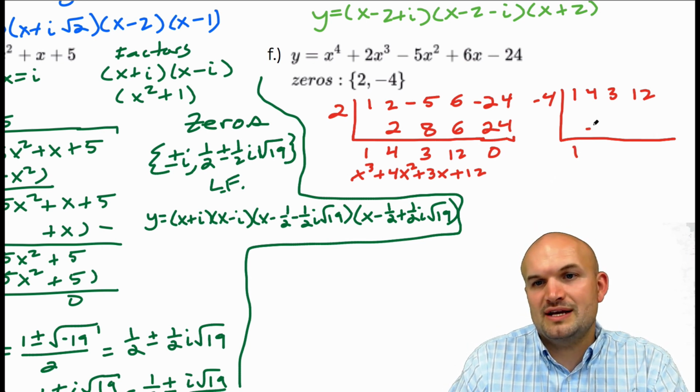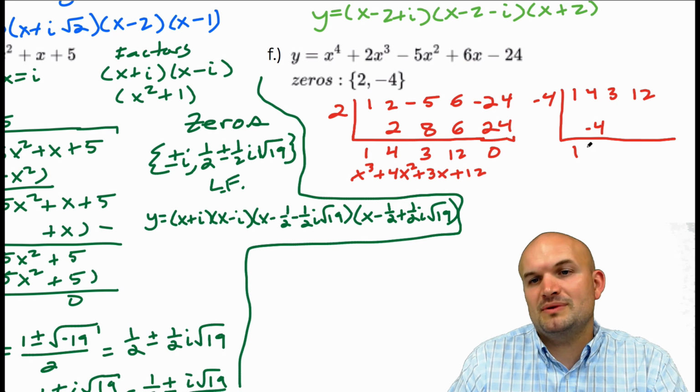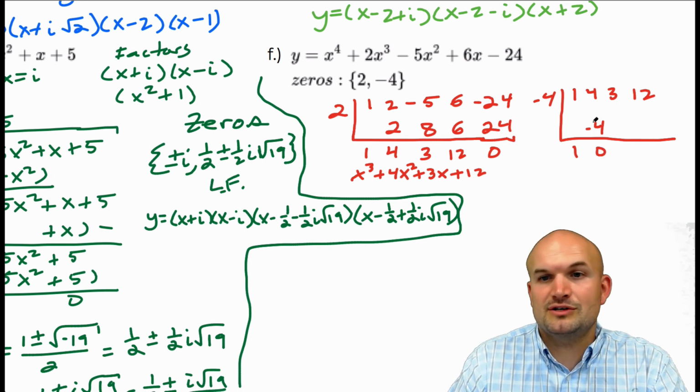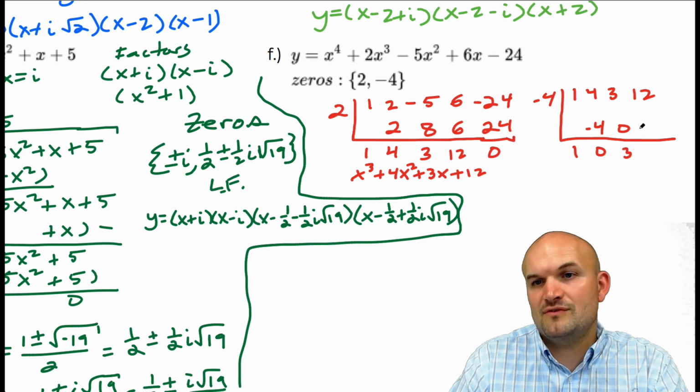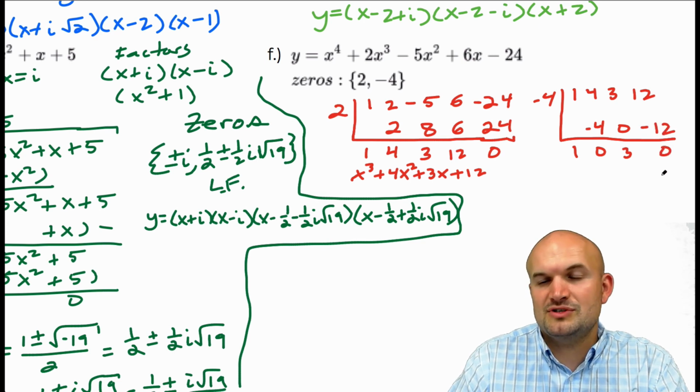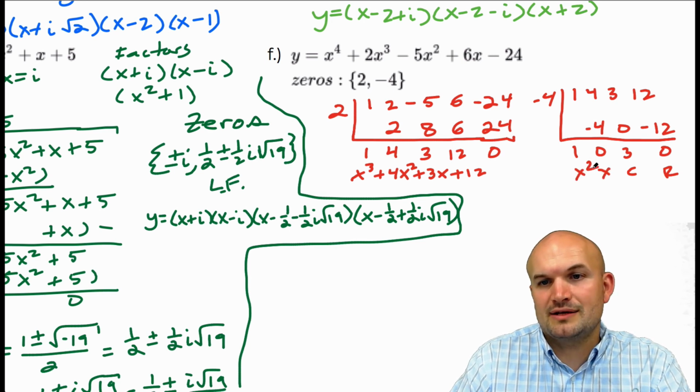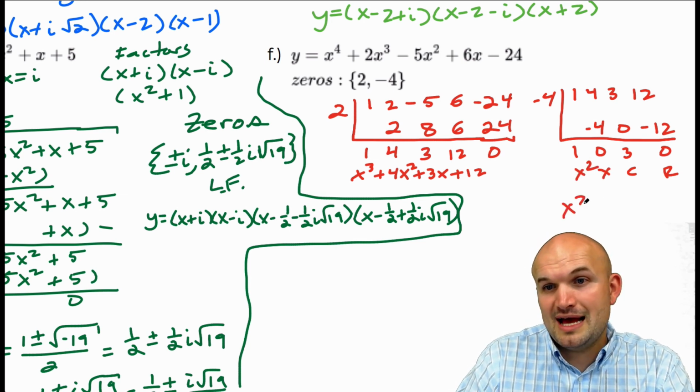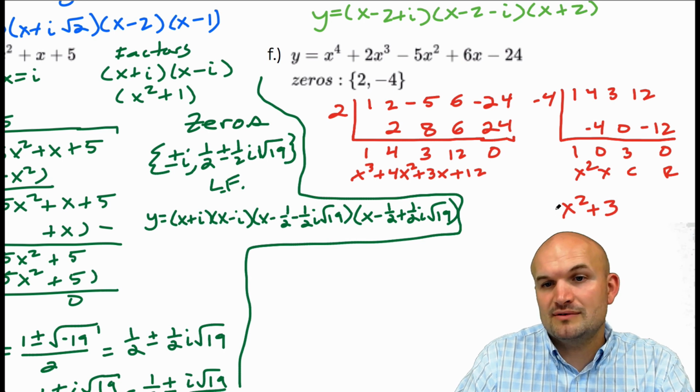1 times -4 is -4. 4 plus -4 is 0. 0 times -4 is 0. 3 plus 0 is 3. 3 times -4 is -12. Okay, so you can see a remainder, constant, linear, quadratic, which basically gives us x squared plus 3. So that's my other factor.